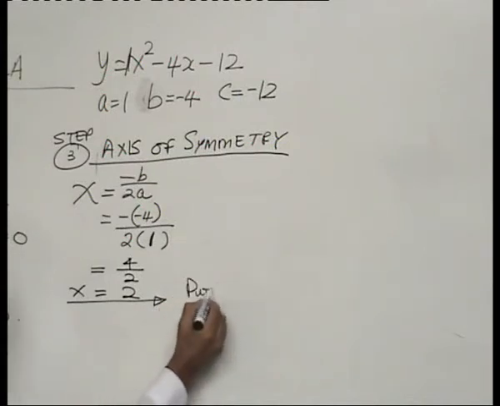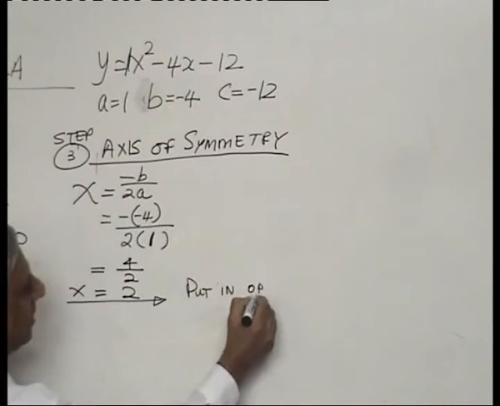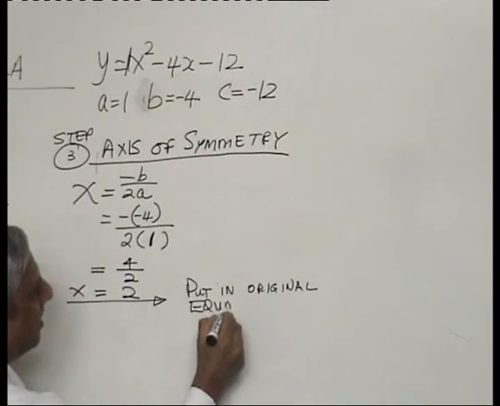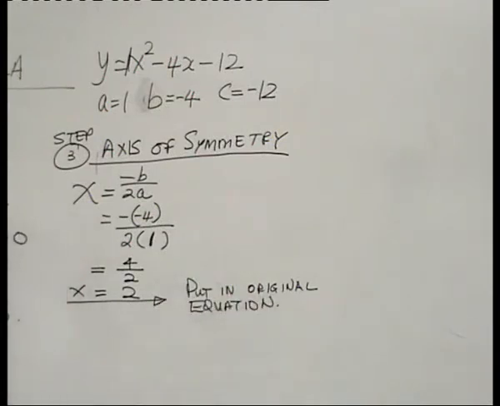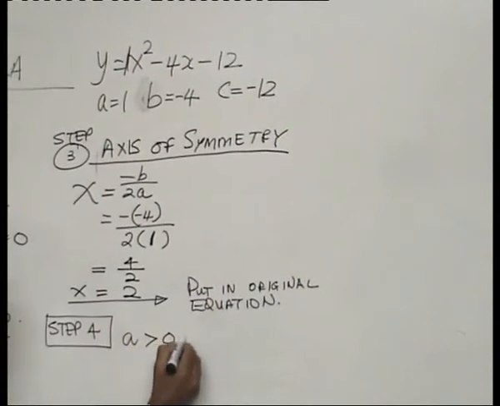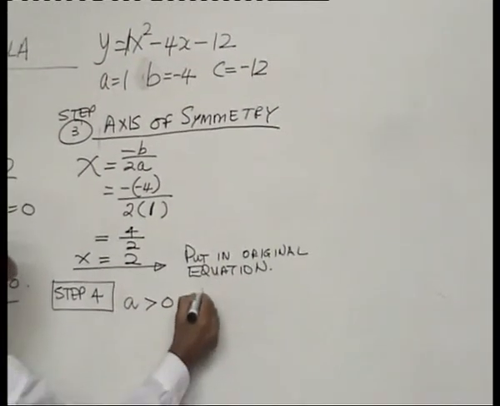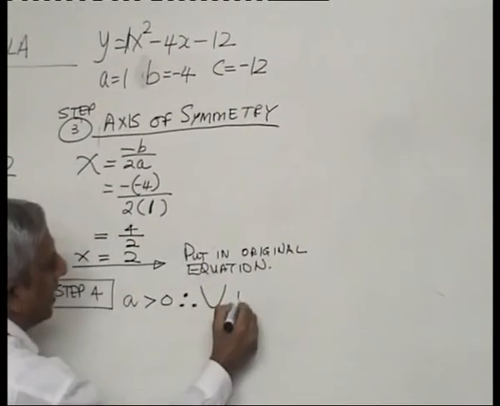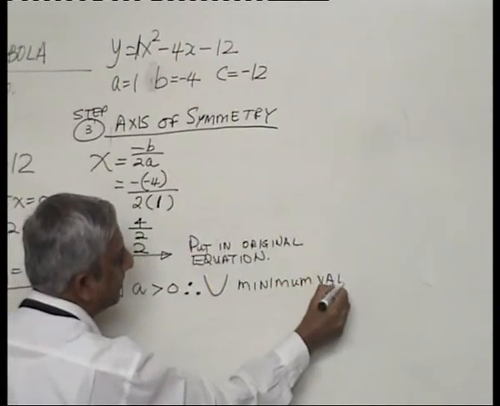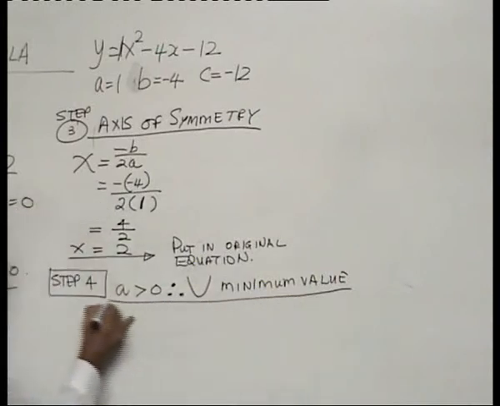What are you going to do now? You're going to put it in the original equation to get the minimum value. Right, let's see. We are now on step 4. In step 4, once again, we study A. A is greater than 0. Therefore, the graph will be valley shaped, and we are looking for a minimum value.